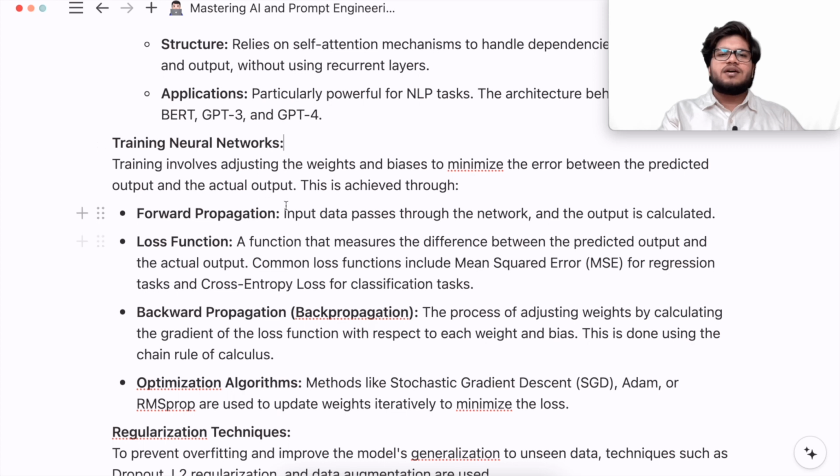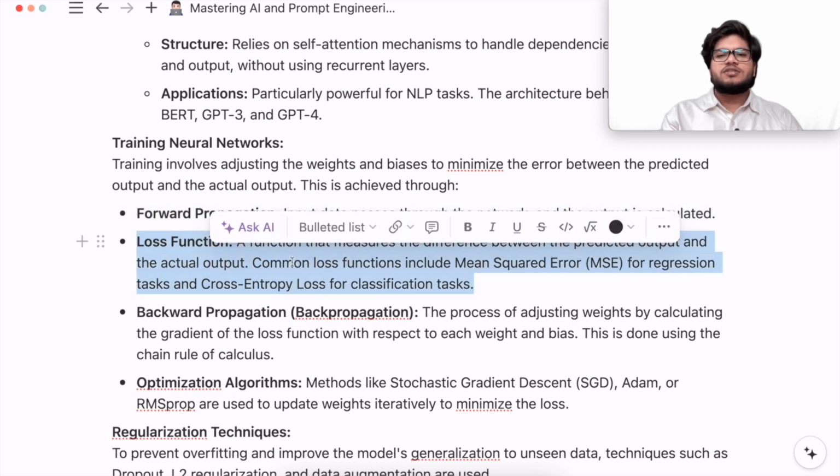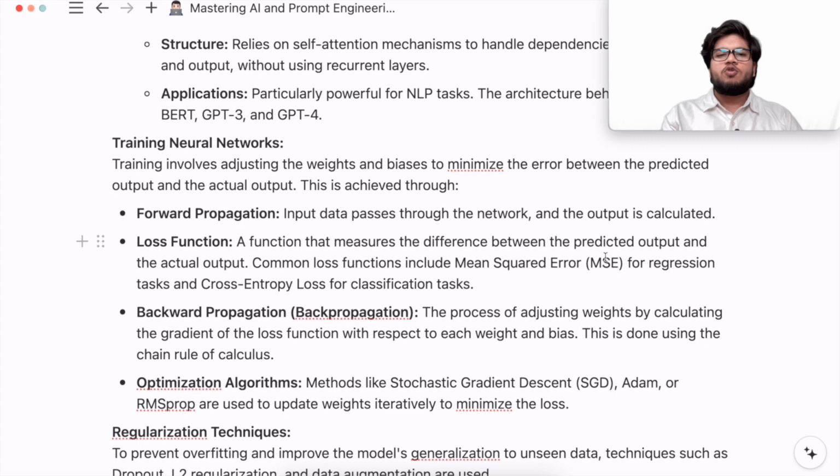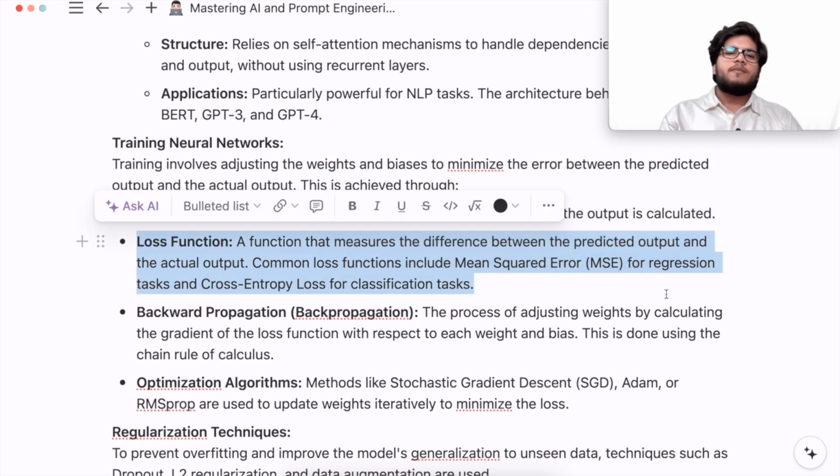Now these are of different kinds. How to train it? We can do forward propagation: input data passes through the network and output is calculated. Then the loss function, a function that measures the difference between the predicted output and the actual output. Common loss functions include mean squared error for regression tasks and cross entropy loss for classification tasks.